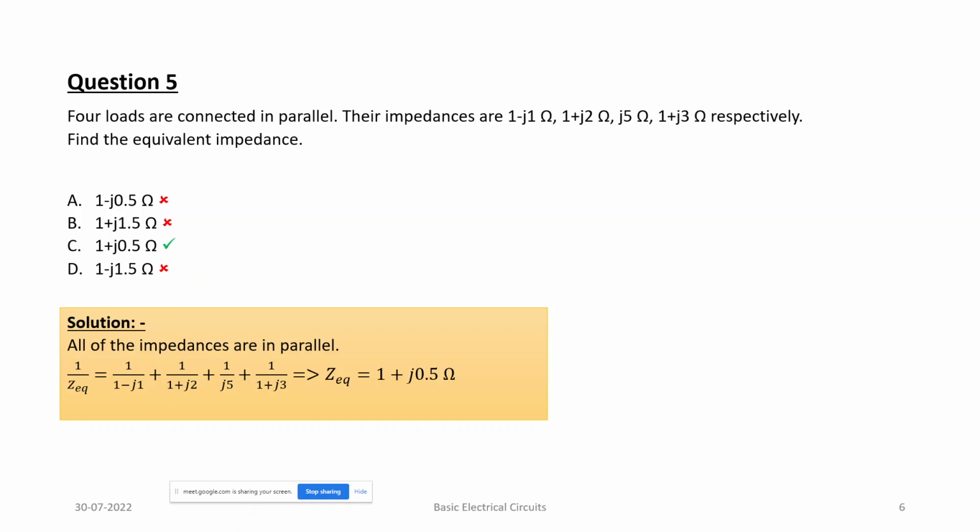Four loads are connected in parallel. Their impedances are 1 minus j1 ohms, 1 plus j2 ohms, j5 ohms and 1 plus j3 ohms respectively. So they are connected in parallel. One very interesting question: we all know that Z is what? What do we call Z? Impedance. 1 by Z is known as admittance. Good. So when the four loads are connected in parallel, what happens?